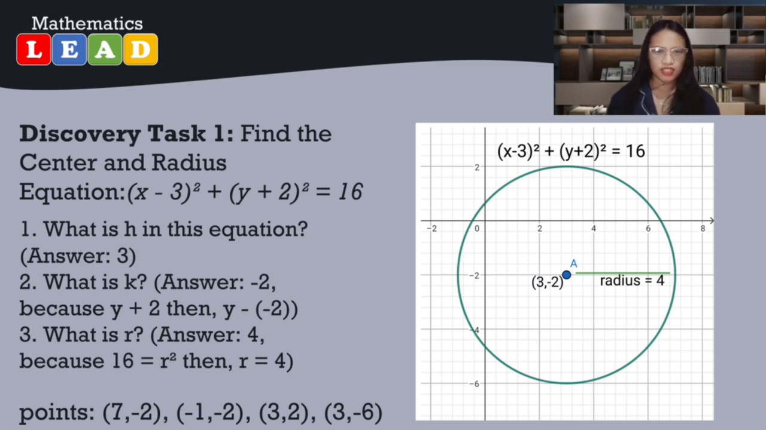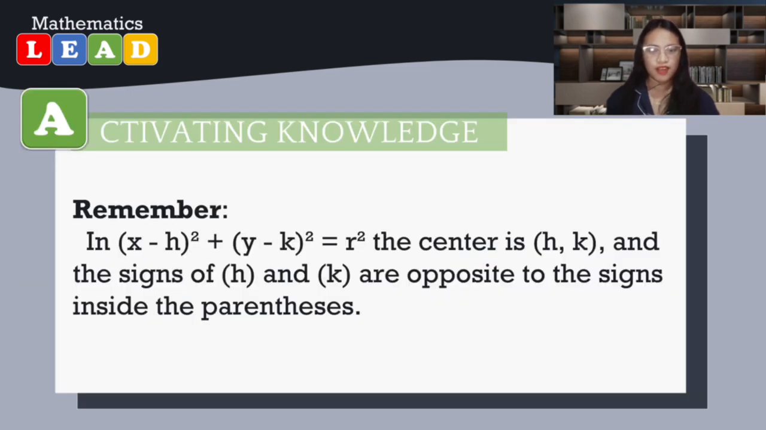Our h in the equation is 3. Our k is -2 and r, or the radius, is 4. Remember, in (x - h)^2 + (y - k)^2 = r^2, or our general form, the center is (h, k), and the signs of h and k are opposite to the signs inside the parentheses.